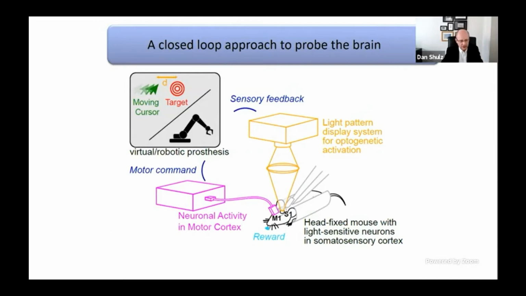And this is starting the second part of my talk, in which we have a closed loop approach to probe the brain and to try to understand if we can use the knowledge that we acquired in the previous experiments to inject sensory feedback in this BMI. Now, we know that sensory feedback is necessary because we know that there is a degradation of the motor control in the absence of sensory feedback.